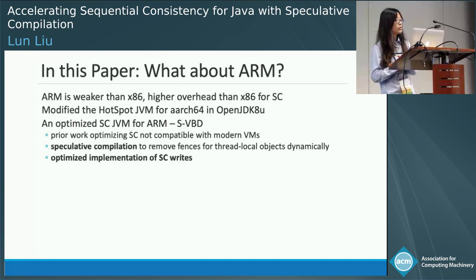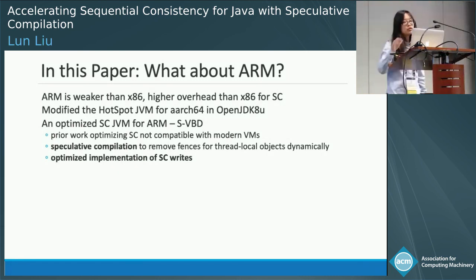Therefore, we implemented two novel optimizations. The first is a speculative combination technique. We use this technique to dynamically remove the fences for thread-local objects, which I'm going to talk about more later. The second optimization is based on the observation that in the baseline HotSpot JVM, the implementation of volatile inserts fences to prevent reorderings between volatile accesses, and also reorderings between volatile accesses and non-volatile accesses.